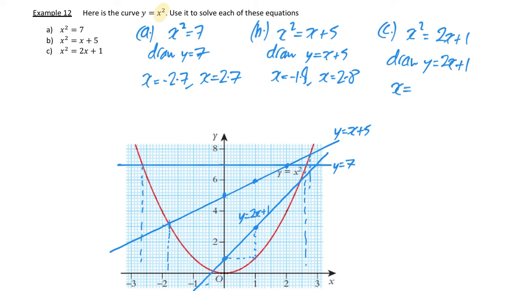So x is equal to, and it works out to be, for part C, I have got minus 0.4, or I have got 2.4. And that is that example done.